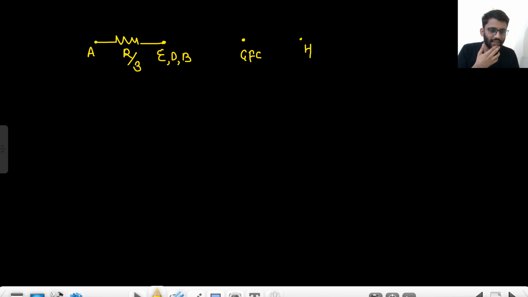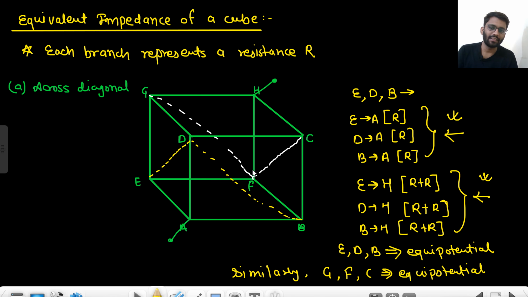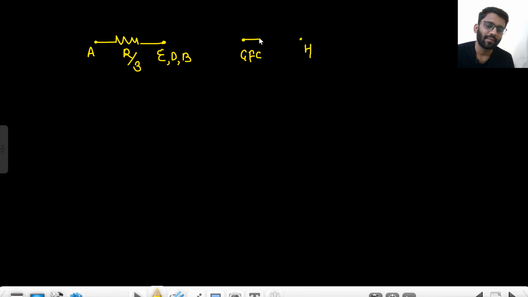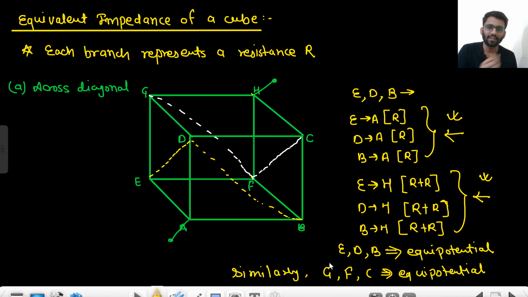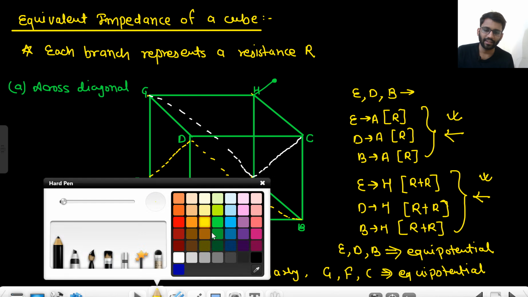Now let's talk about G, F and C. Between H and G I have R, between H and F I have R, between H and C I have R. So again between these I will have R by 3. So R by 3 and R by 3 here. Now let's talk about the other points, between G and D. What are the points that I have already considered?